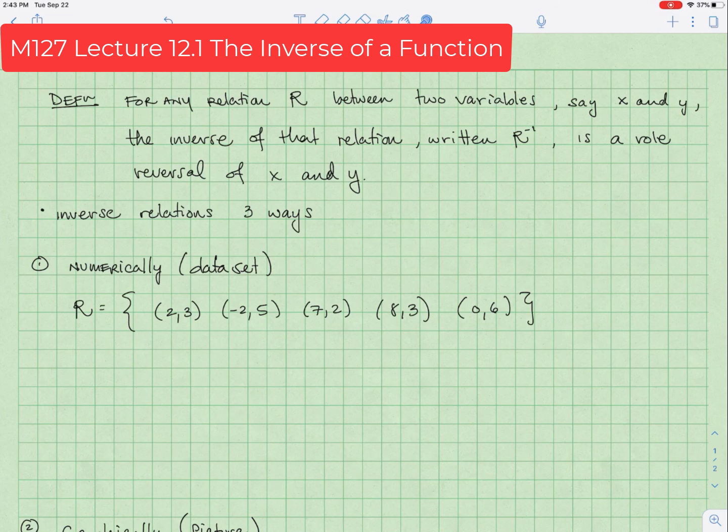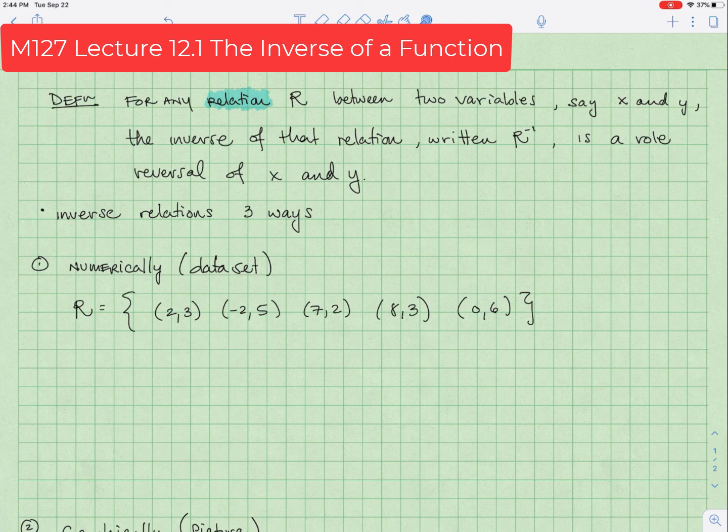Even though this section refers to inverse functions, we're not going to start off talking about functions just yet. So let's slow our roll a little bit. We're going to talk about a relation first. So this is a more general version. For any relation R between two variables, say x and y, the inverse of that relation, written R with a little negative 1 exponent there, is a role reversal between the variables x and y.